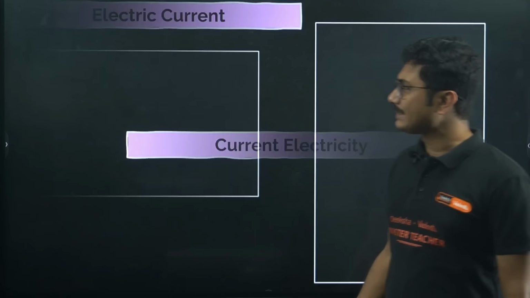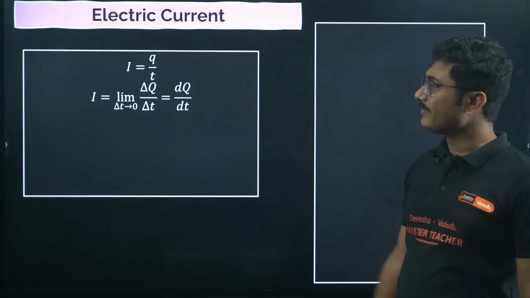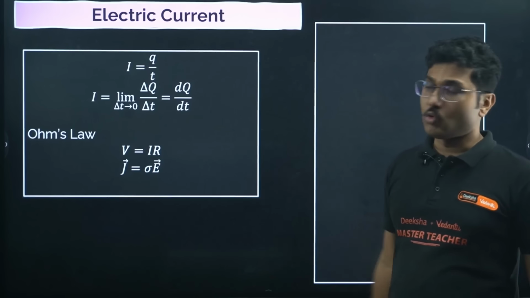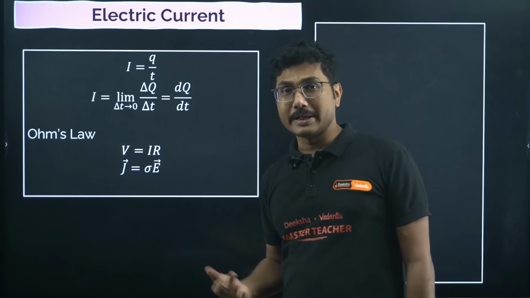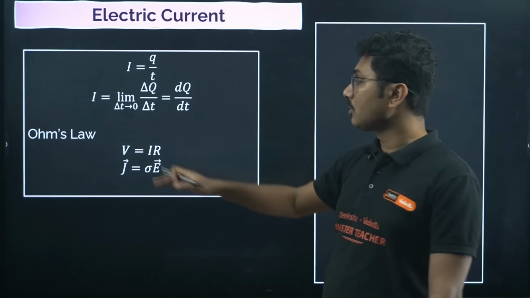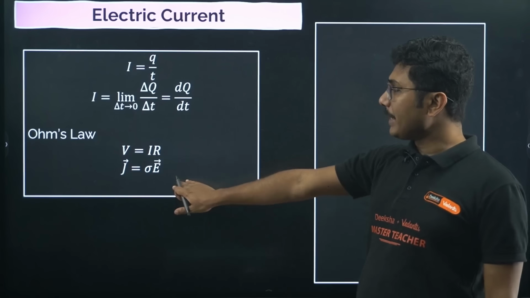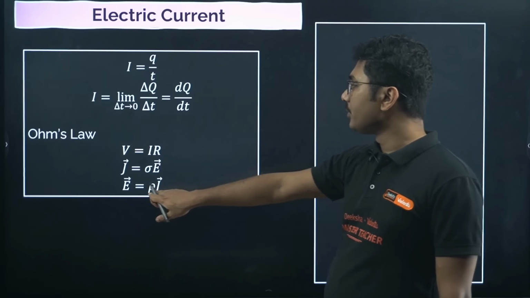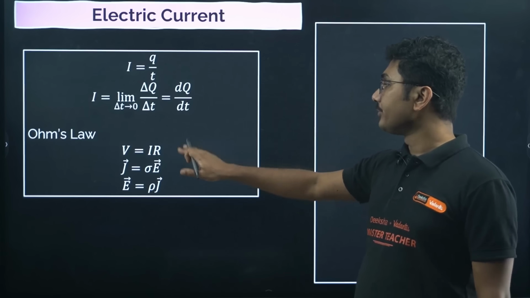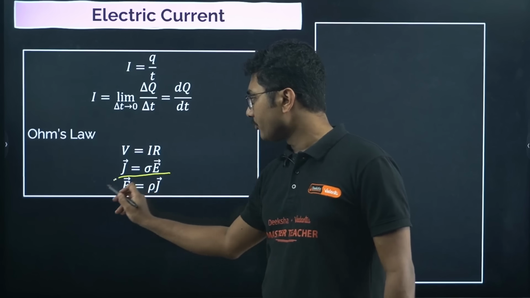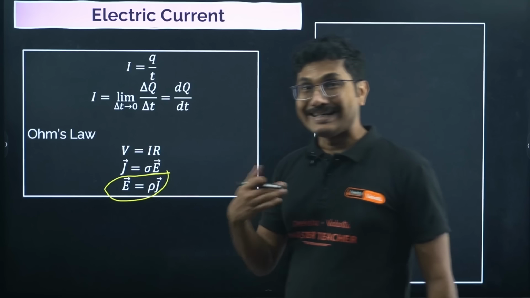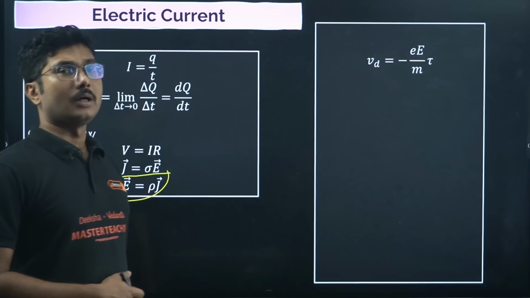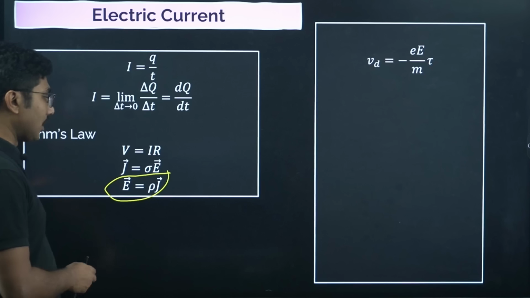Now, in current electricity, current is given like this, and Ohm's law is given by this. Sometimes students get confused about the alternate form of Ohm's law, the vector form of Ohm's law. It is J equals sigma E. Based on this, a lot of different questions have come. For example, electric field is equal to resistivity into J. A question based on this formula is common in KCET and in your board exam as well. We are currently preparing for the KCET exam, so this is a very important formula.